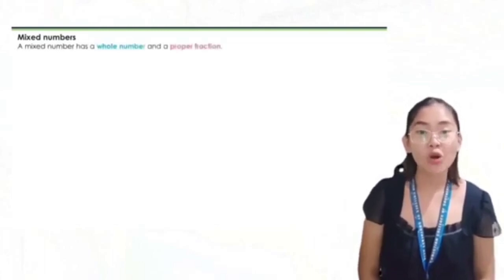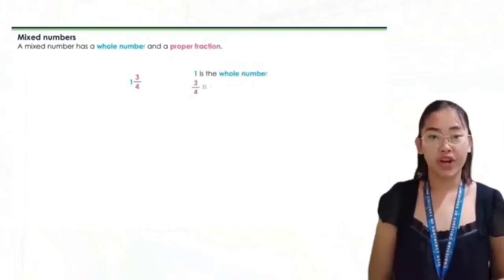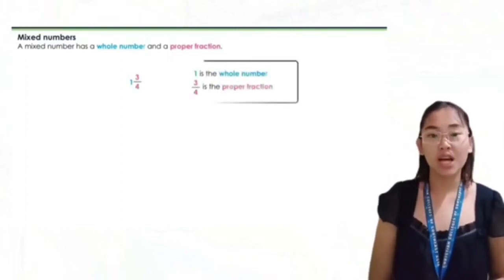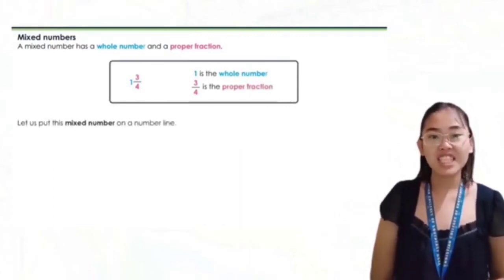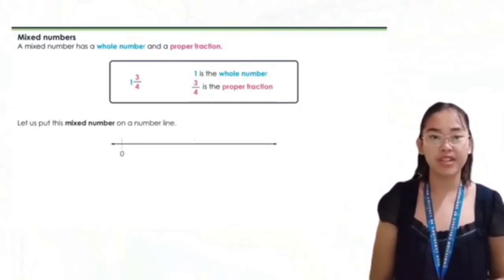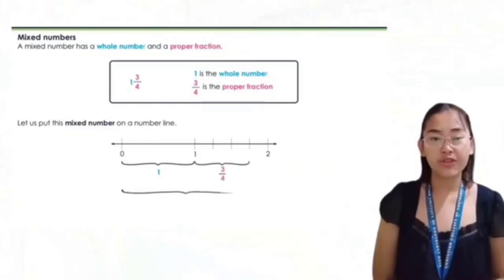All improper fractions have a value greater than or equal to 1. Mixed numbers. A mixed number has a whole number and a proper fraction. 1 and 3/4. 1 is the whole number and 3/4 is the proper fraction. Let us put this mixed number on a number line. From 0 to 1, as whole number, 1 and 3/4. All in all, 1 and 3/4.